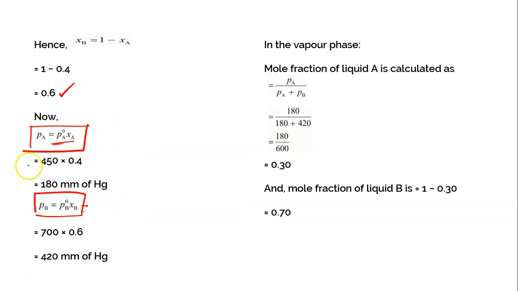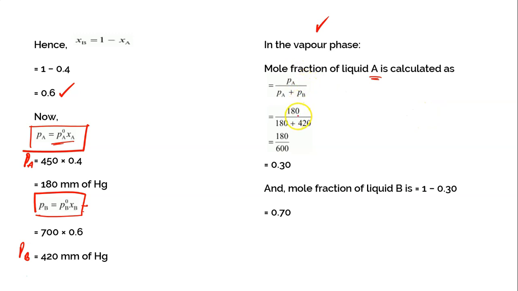So now you know the PA and PB values. PA and PB are nothing but the individual vapor pressures of A and B in a mixture. Now, this is the first component that we have to calculate. In the second component, we are talking about the vapor phase. In the vapor phase, the mole fraction of liquid A is equal to PA by PA plus PB.